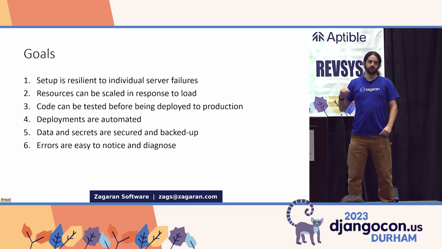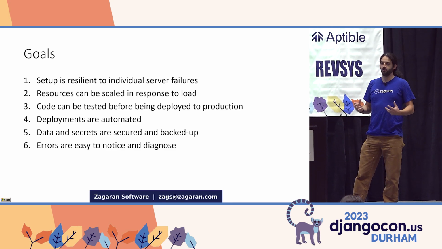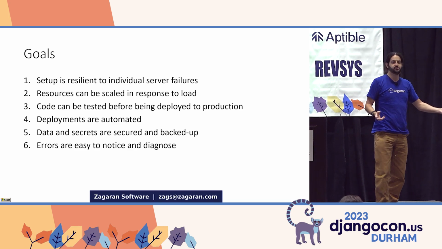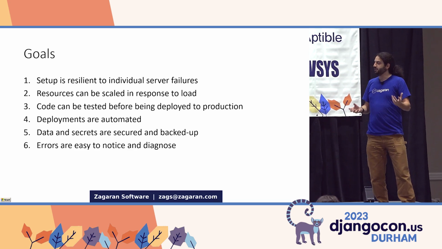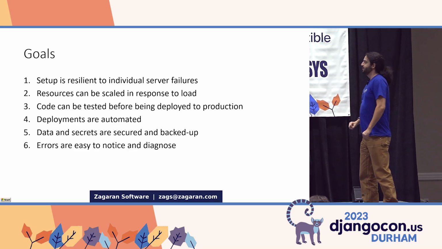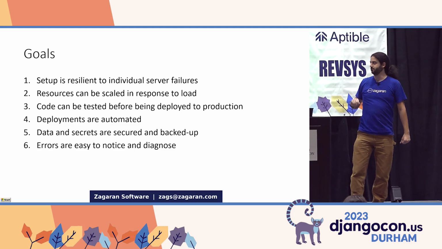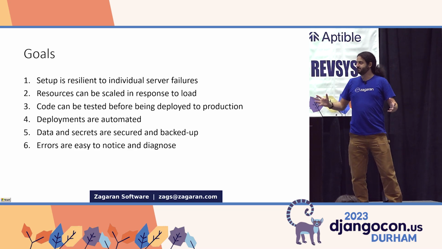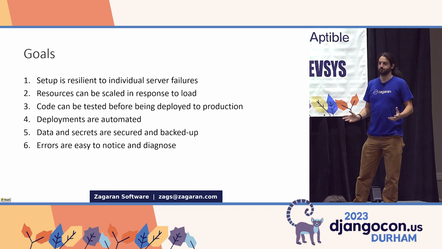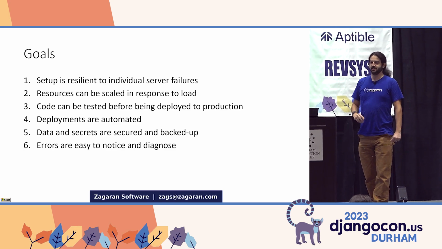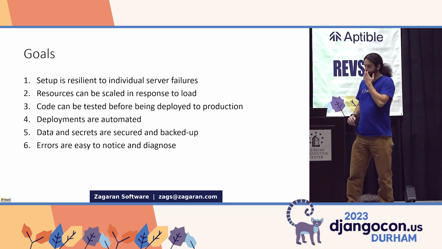We want to be able to test our code. That's good advice in general, but also we want our infrastructure to support that. So think not just production environment, but also staging environment, maybe some others, maybe a prod copy environment. We want automated deployments because manual is slow and manual is error prone. We want our data and secrets to be backed up. We want to protect against accidents and adversaries. And we want our errors to be easy to notice and diagnose.